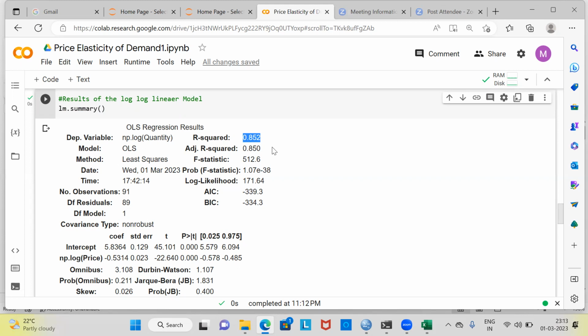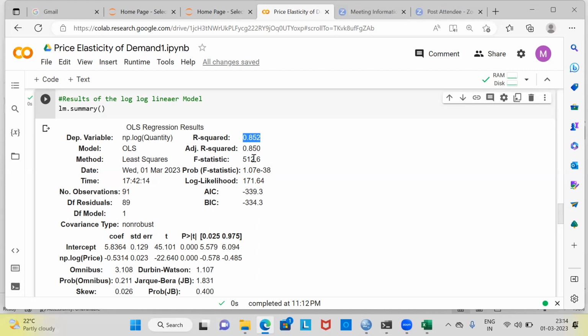which is a very, very high number. I repeat, 85% of the variation in demand for beef can be explained by the price of beef, which also means that the remaining 15% is explained by other factors.